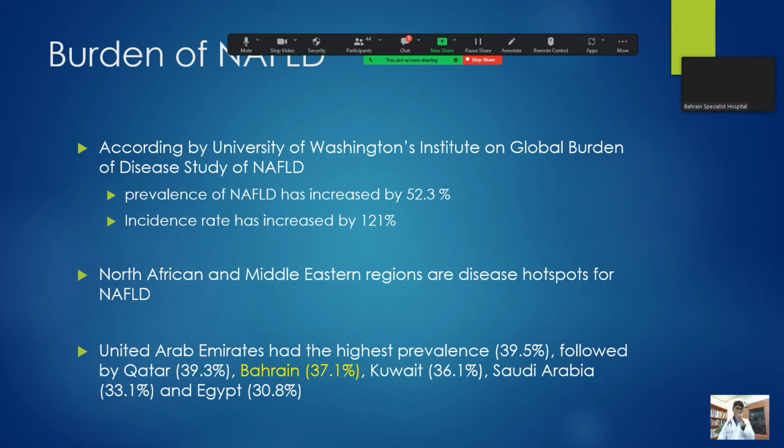Another study, from the University of Washington Institute of Global Burden of Disease, said that from 1990 to 2019 the prevalence has increased by 52% and the incidence rate has increased by 121%. And the hot spots of this non-alcoholic fatty liver disease are the MENA region, meaning the Middle East and North African region. Among those, Bahrain has 37.1%.